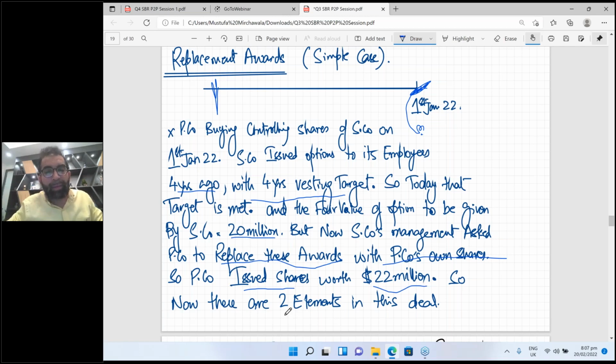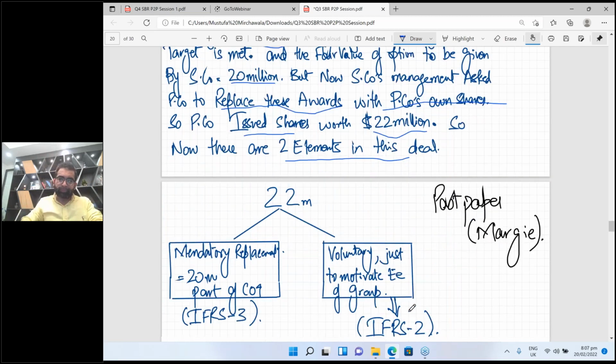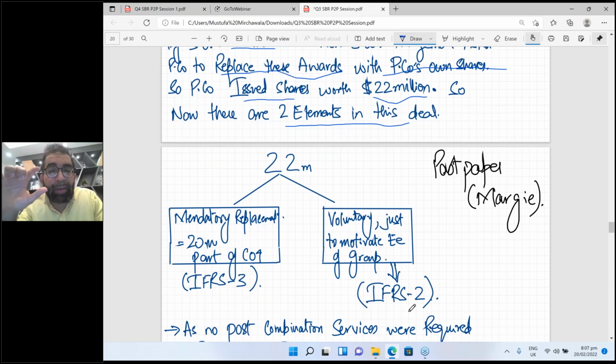So now there are two elements in this deal. If you are active, you will understand in seconds. There is one element which is a mandatory replacement, that is 20 million, and that should be part of COI, because the parent company has to do it at any cost. This is part of COI, and this is IFRS 3. The remaining 2 million is voluntary. The parent company gave it to motivate.